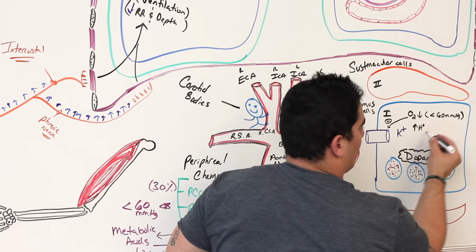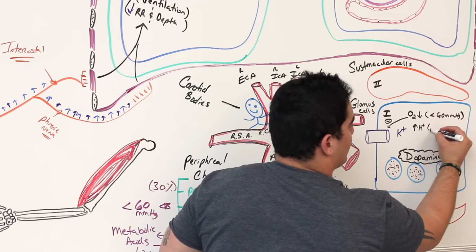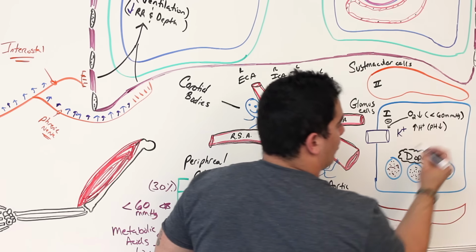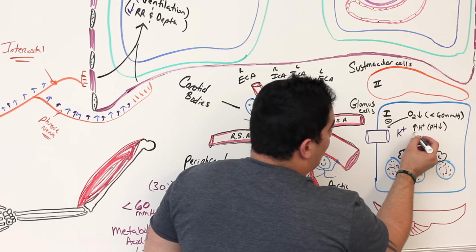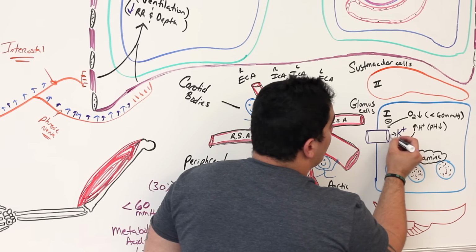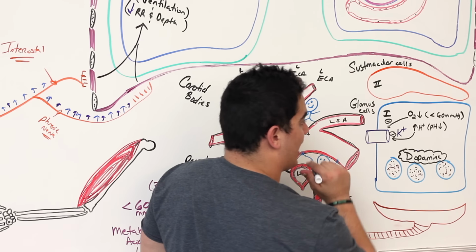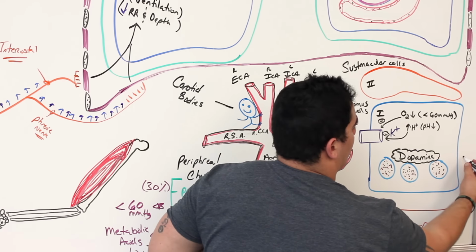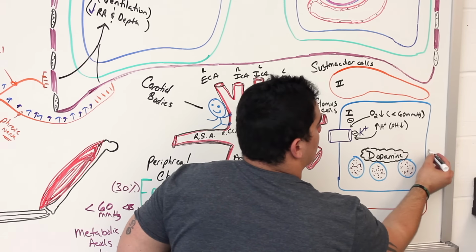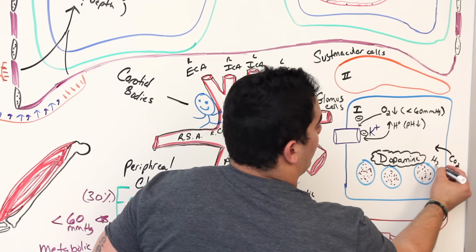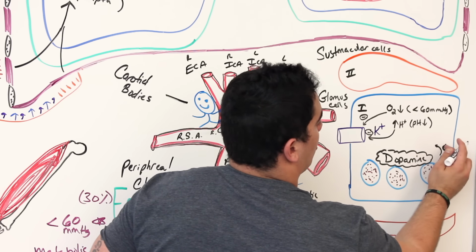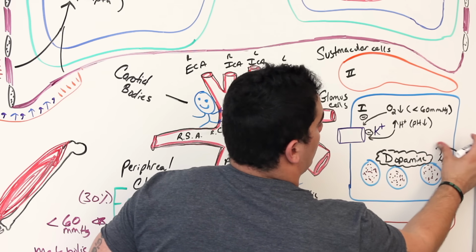What does that mean when the proton levels go up? That means that the pH is going down, right? In that situation, that is also inhibiting these potassium channels, closing the potassium channel. And the last one, if CO2 is rising, CO2 will come into the cell and combine with water. When it combines with water, what will it do?